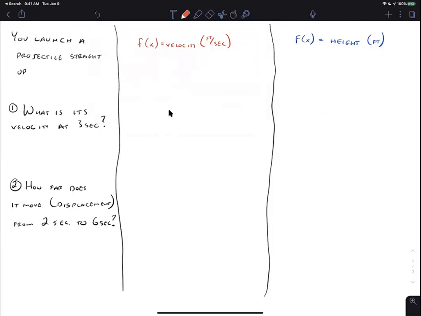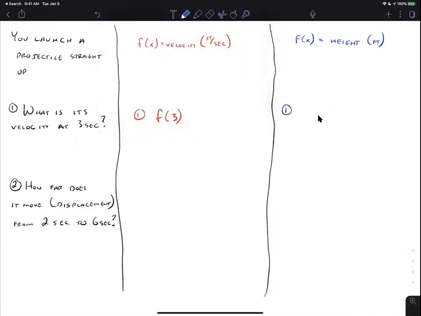Does that make sense to everybody? So on the left, we would just plug in 3. We would not take the derivative. We would not do an integral. We would not give up, hopefully. We would just plug it in and we'd be done. And we know that for a couple of reasons. One is this is telling you velocity and it wants velocity. Second is the units on velocity should be feet per second, which is what this is. Does that make sense?